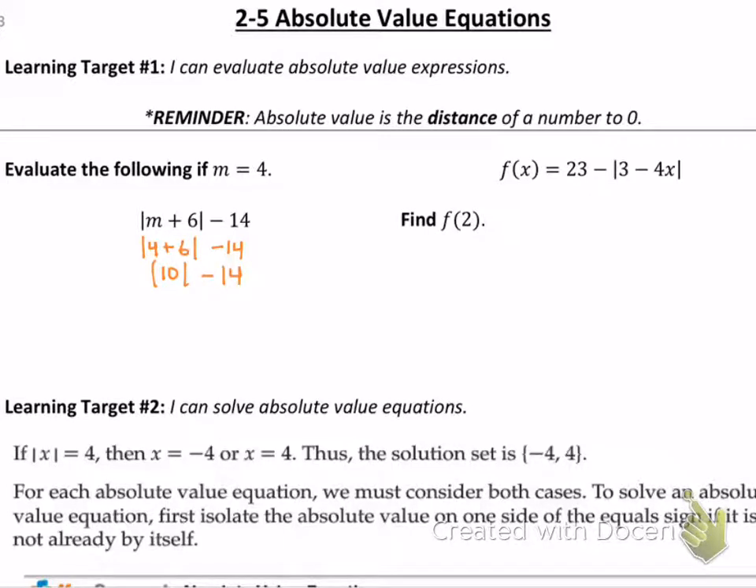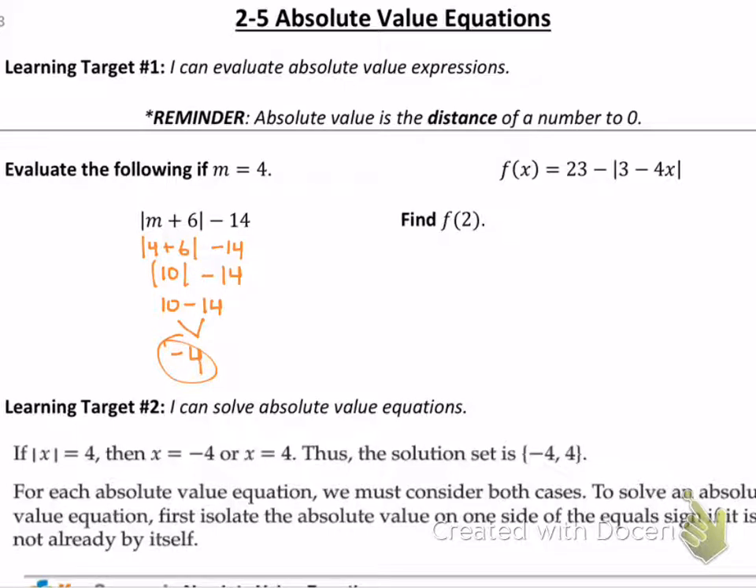Now the absolute value of 10, again, absolute value is the distance from 0. So the distance of 10 to 0 is 10, minus 14. And keep in mind that distance is always used as a positive number. And then 10 minus 14 is, oh, I'm sorry, that's a miscalculation. That is negative 4.